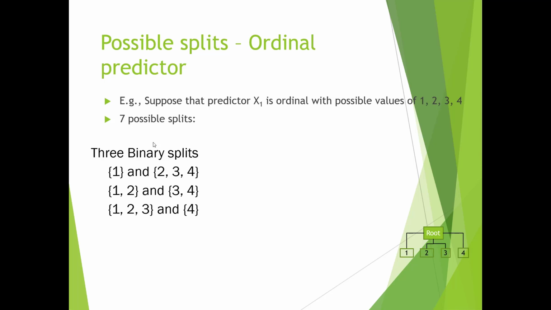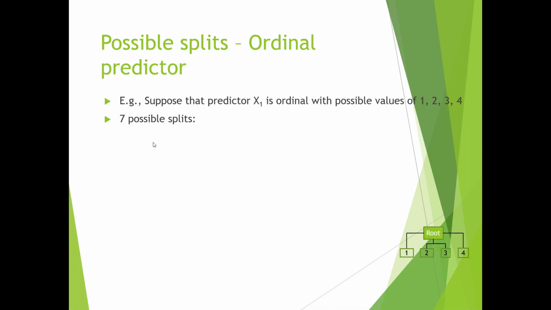You can have 3 branches. Sorry, not 3 branches coming out of the root. You can have 4 branches coming out of the root. You can have 5 branches coming out of the node. So here we have 4 branches coming out of the root node. So that is a split as well. This one is the binary split, so you have only 2 branches.